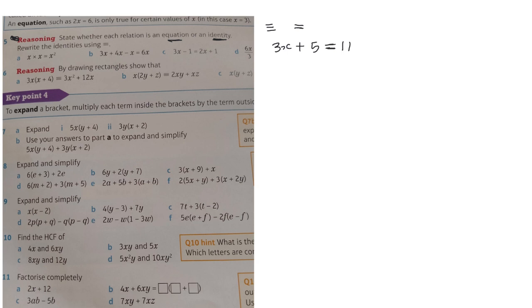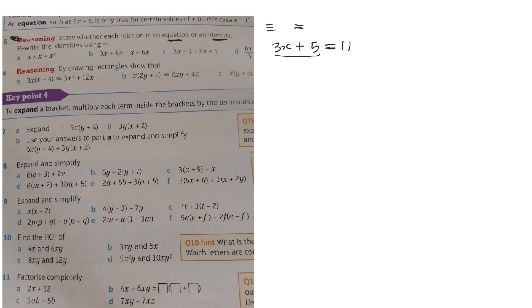Of course, you may ask yourself, why is this an equation? This is an equation because all that we have here, that is 3x plus 5 equals 11, is only true for one specific value of x. It's only true for only one specific value of x.